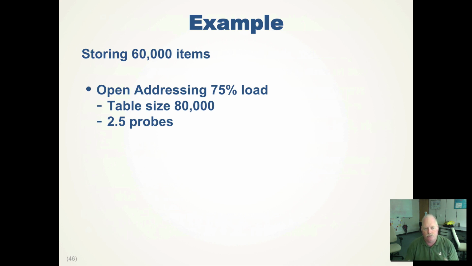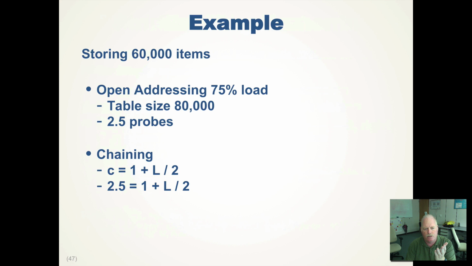and that will take 2.5 probes. In chaining, the number of comparisons is the load factor divided by 2, and we want 2.5 probes, so that will help us determine how many items we want in our table. So we multiply this by 2, so we get 5 plus 2L, and that's the load factor. So the load factor is 3.